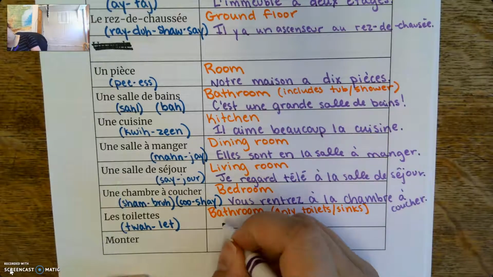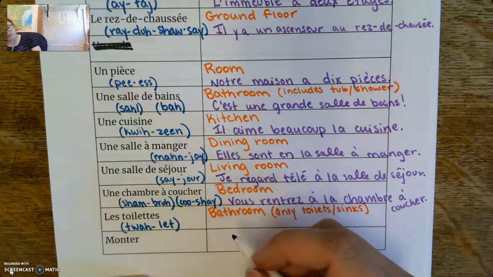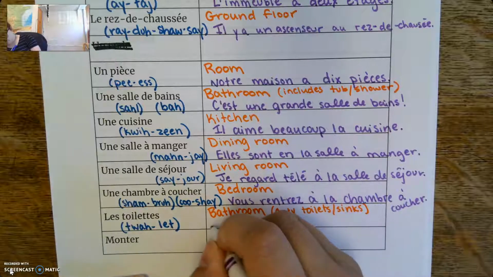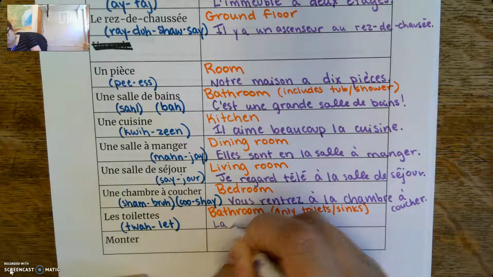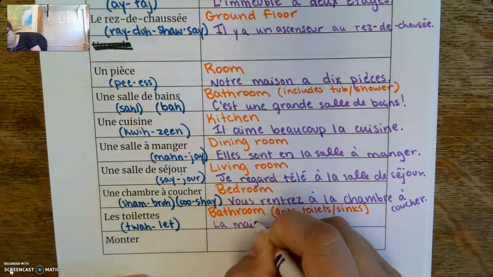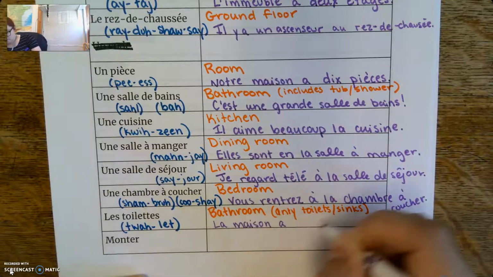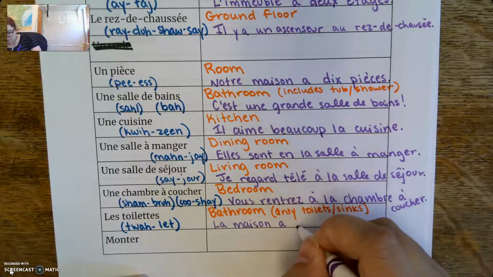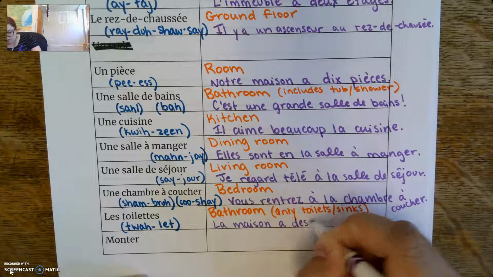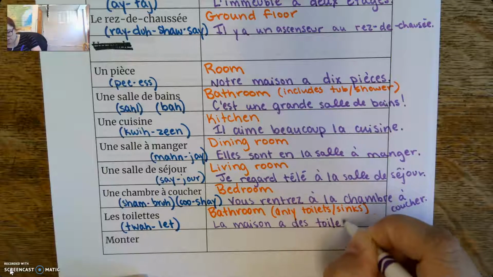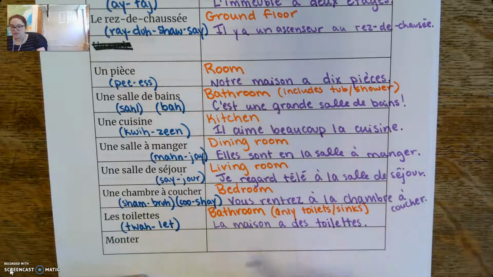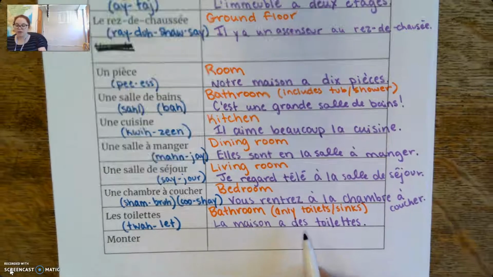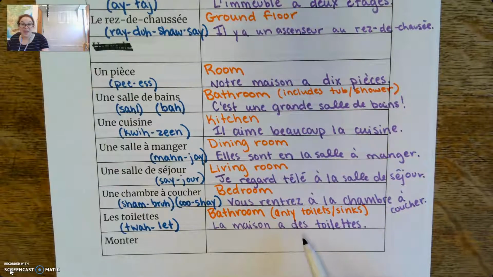So you might say la maison a des toilettes. So the house has some bathrooms, and those are like the bathrooms that we would call it like a half bath in the US, where it just has a toilet and a sink.